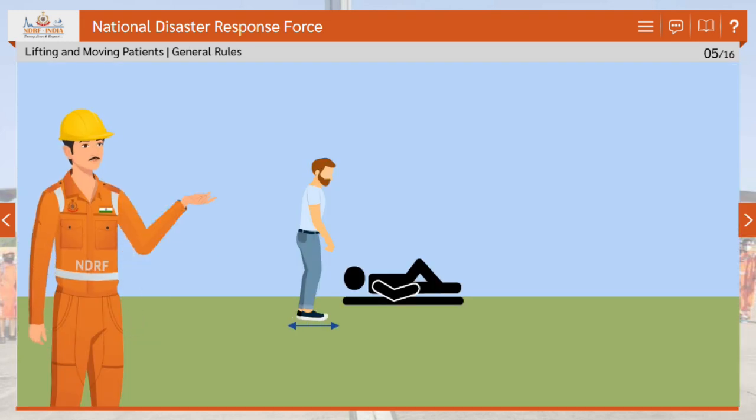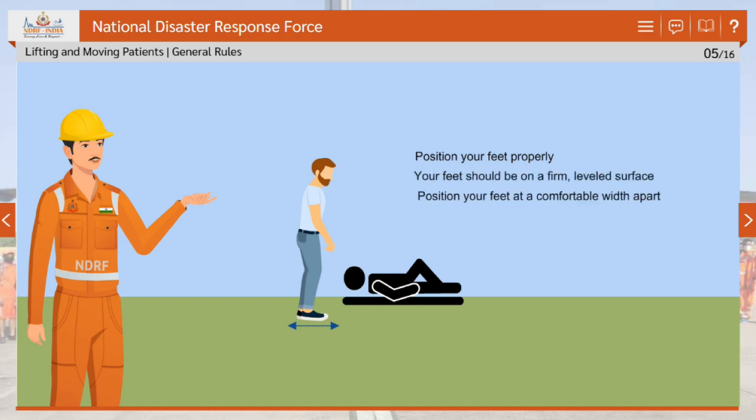Let's look at some general rules for lifting and moving patients. These rules minimize the chance of injury. Position your feet properly. They should be on a firm, leveled surface and positioned at a comfortable width apart. Take extra care if the surface is slippery or unstable.